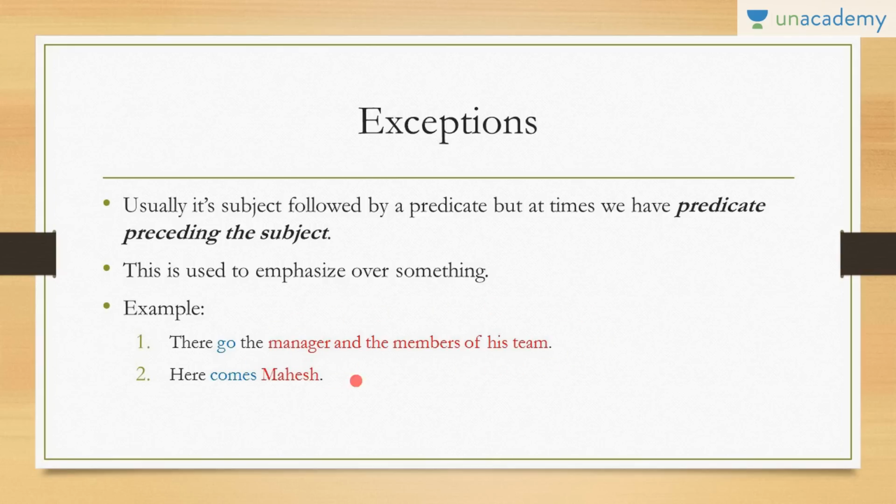Similarly, there go the manager and the members of his team. The sentence is about the manager and the members of his team. So they are my subject, right? And go is the action which they are doing, and hence it is my predicate, right?